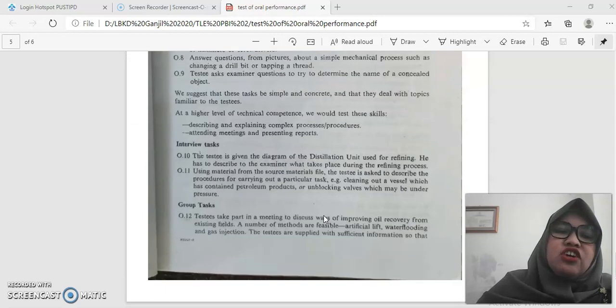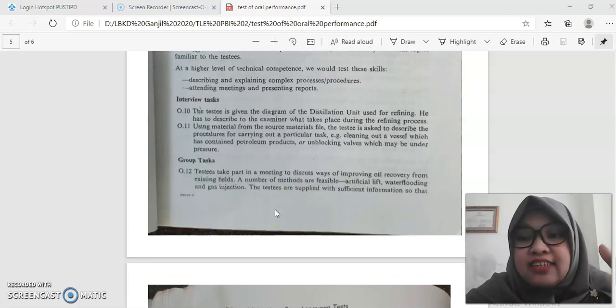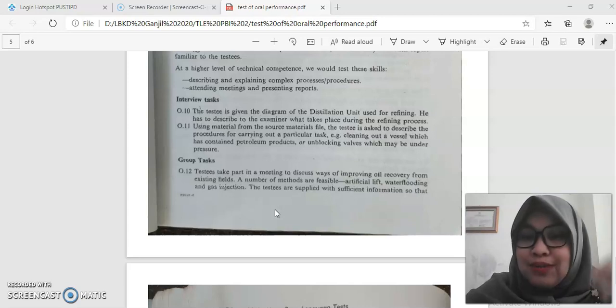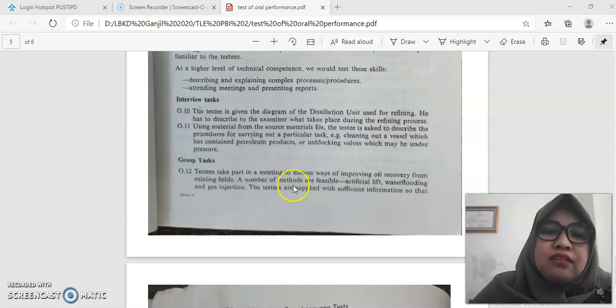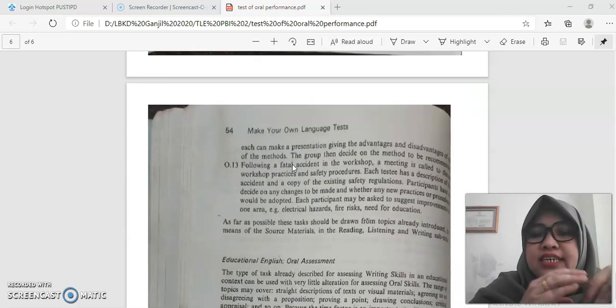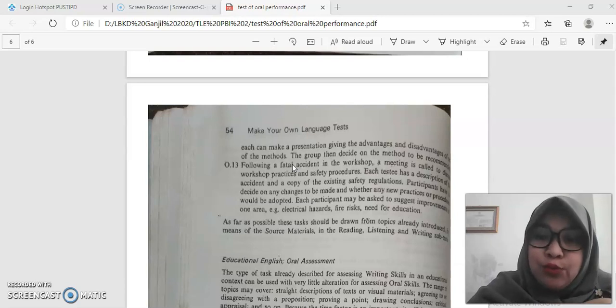The next context is interview. This kind of context commonly happens in our daily lives. We commonly use interviews, for example, in testing for getting a job, something like that, right? So an interview needs a conversation between two persons. So you could test two persons for one interview section.